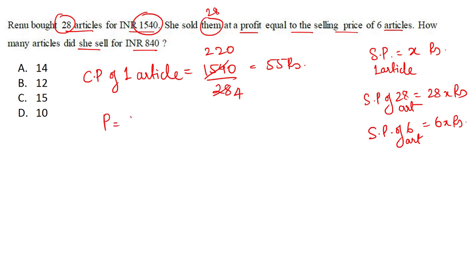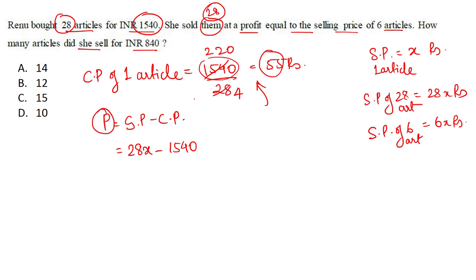What is the meaning of profit? Profit is selling price minus cost price. Now, she has sold all 28 of them. The selling price of 28 of them is 28x. The cost price of 28 of them is 55 into 28, that comes out to be 1540. There was actually no need to calculate even the cost price, but still. So the profit is 28x minus 1540. But this profit is equal to the selling price of 6 articles, so 6x equals 28x minus 1540. So 1540 equals 28x minus 6x, which is 22x. 11 2s are 22, 11 1s are 11, 44 4s are 140. x comes out to be 70.